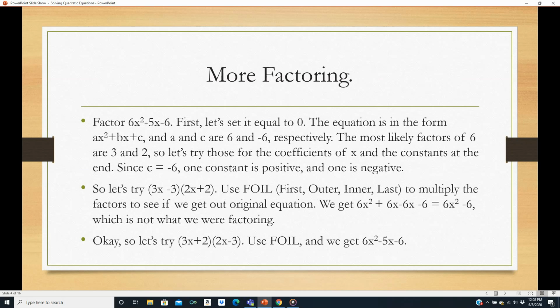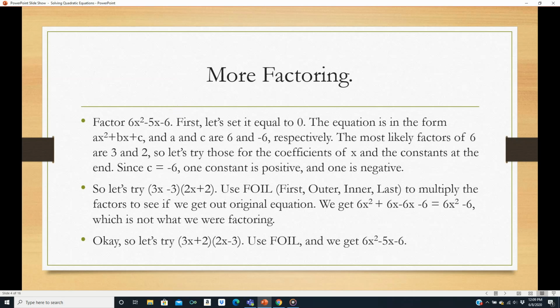More factoring, yay! Alright. Factor 6x squared minus 5x minus 6. First, let's set it equal to 0. The equation is in the form ax squared plus bx plus c, and a and c are 6 in magnitude, as we see here. There's a, 6, and c, negative 6, respectively. So the most likely factors of 6 are 3 and 2. So let's try those for the coefficients of x and the constants at the end. Since c equals negative 6, one constant is positive and one is negative, because to get a negative product, one factor has to be positive and one has to be negative, right?